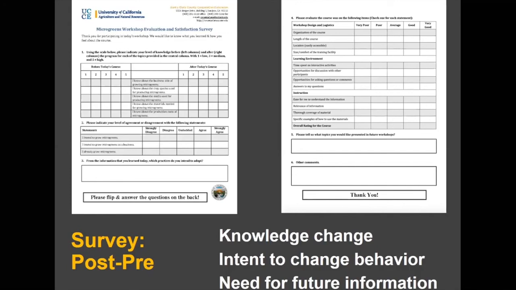We use post-pre type of surveys quite a bit too. So we do what you would call enterprise-based workshops, so hands-on demonstration of a certain enterprise and how you can implement this particular opportunity on your farm. And at the end of the workshop, we hope to see if they had any knowledge change and if they intend to adopt behavior, any of the information that was presented today, so capture some behavior change. It also gives us an opportunity to see what the needs are for future information or other things that we can use to help better improve our workshops or do a better job in the day-to-day outreach and extension that we do. So this is a post-pre type of survey.